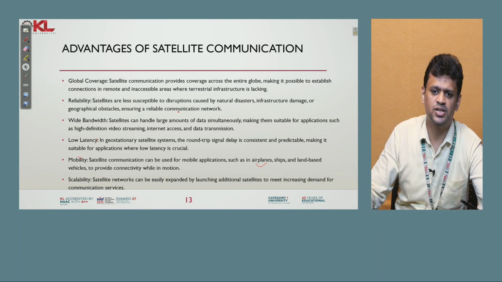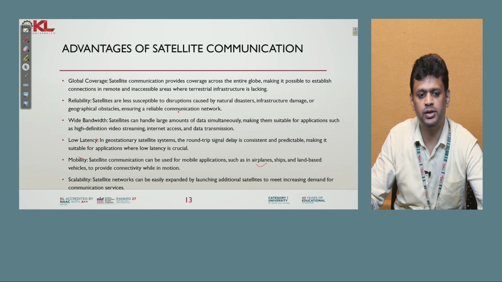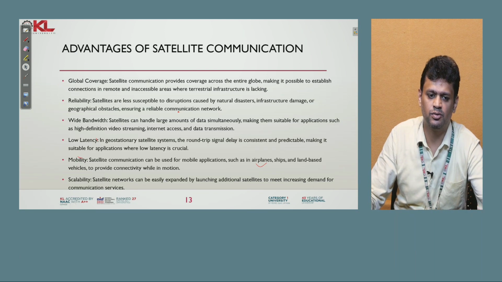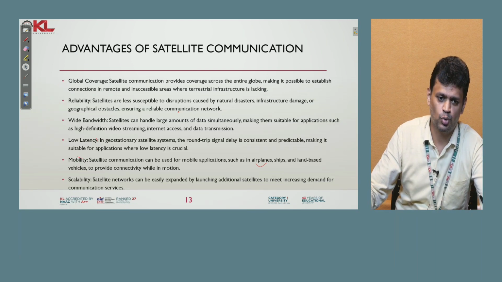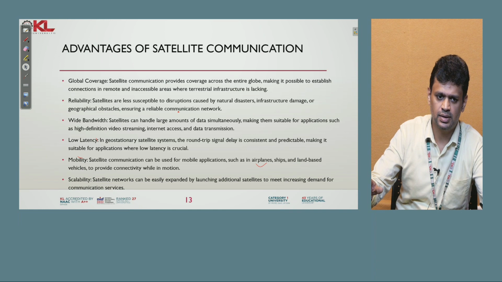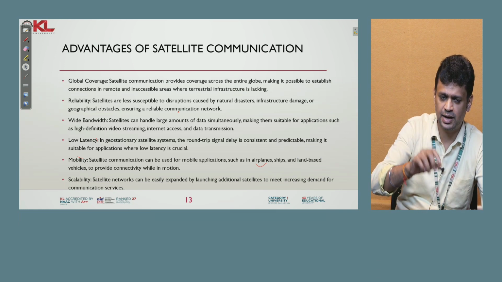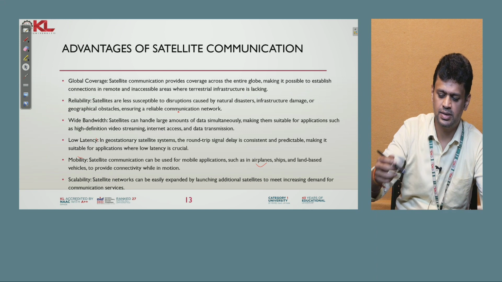Scalability means large area can be covered, and satellite networks can be easily expanded by launching additional satellites to meet the increasing demand for communication services. So here scalability means that we can increase the number of countries that can be served by satellite. How? Because if more countries come into picture, then we can launch more satellites. So even satellite to satellite transmission can take place.